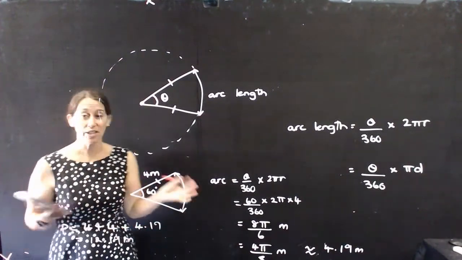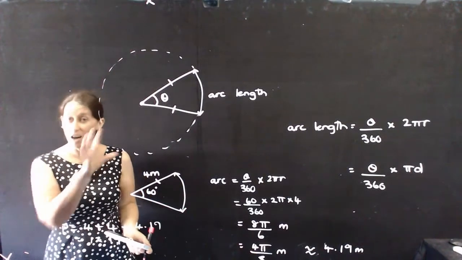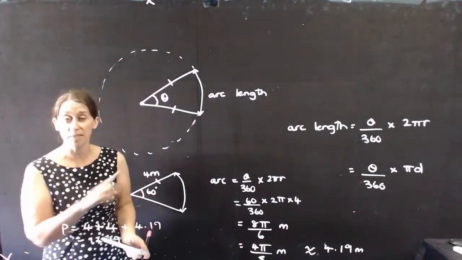All right, and that's everything you need to know about how you calculate the arc length in order to then go on and work out the perimeter of a sector.